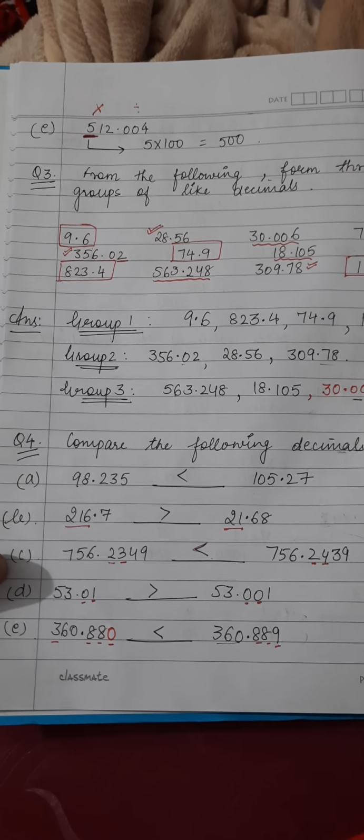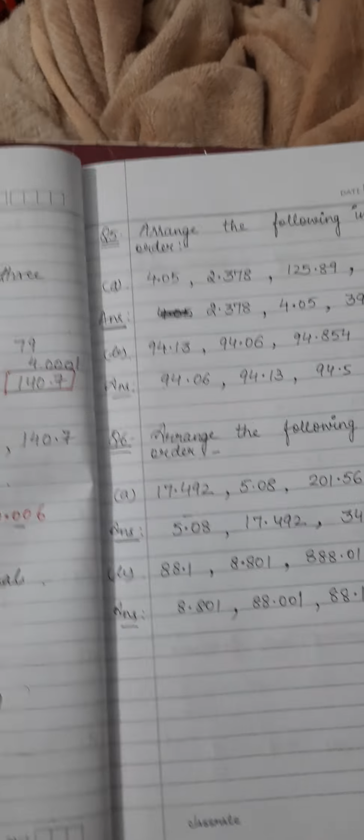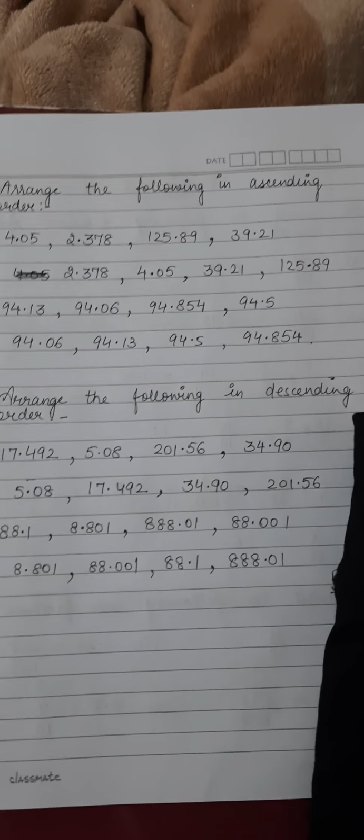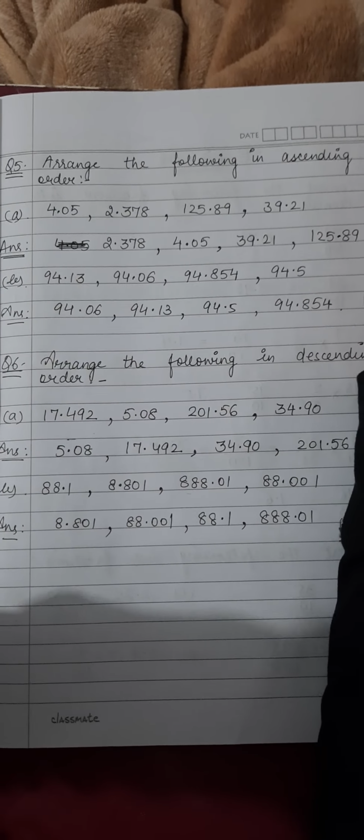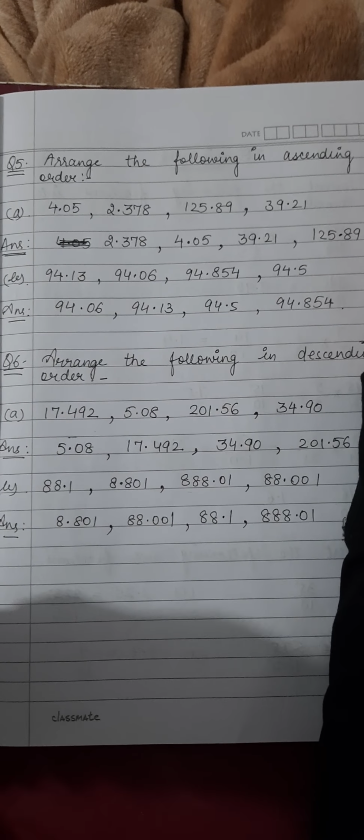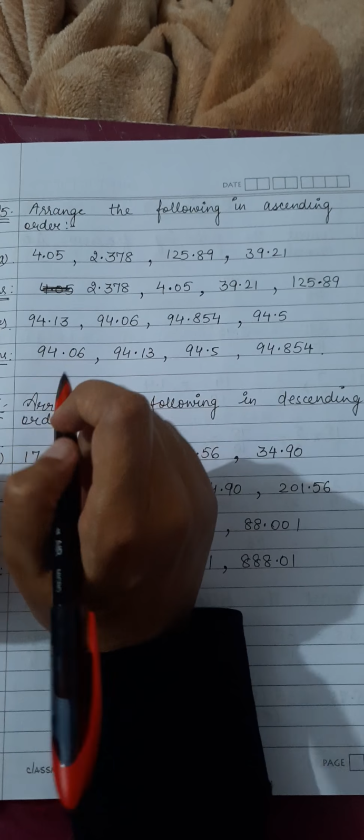Right? So this was your question number 4, all the parts. Now once you have understood this question number 4, question number 5 and 6 are based on the same. You just have to identify which is the greater one, which is the smallest one, and according to that you have to arrange all the numbers in ascending or descending order. Now if you are going to see question number 5, A part, you have to arrange all these in the ascending order. Ascending means from small to big you have to move. Firstly, let us check which is the smallest.